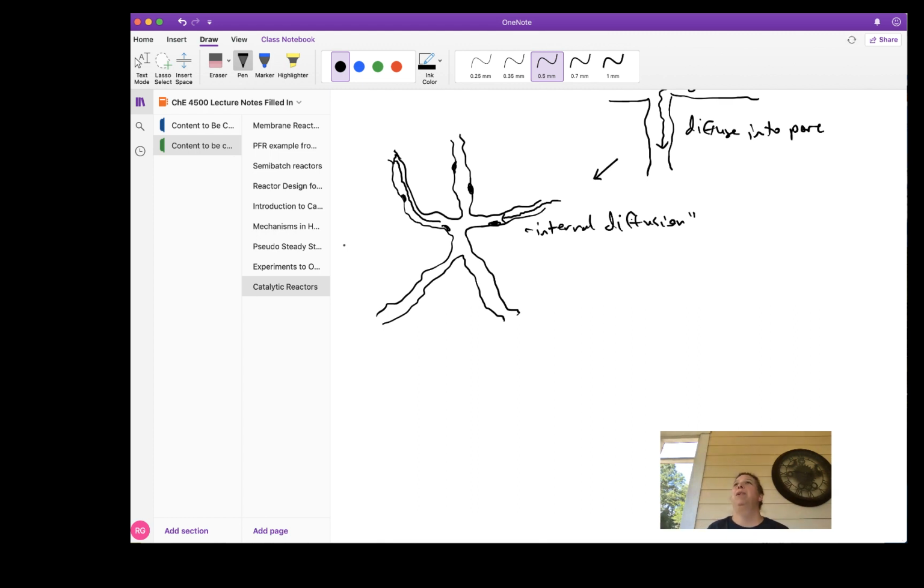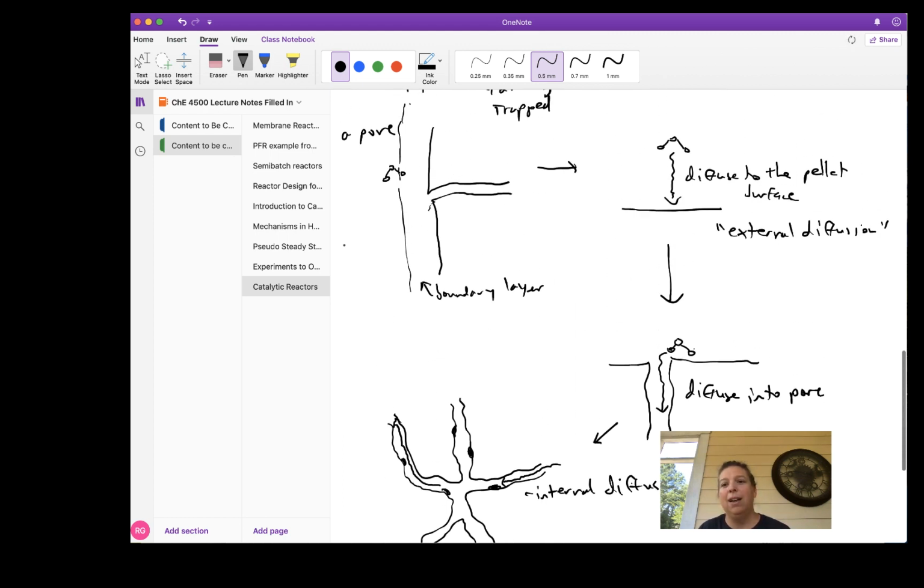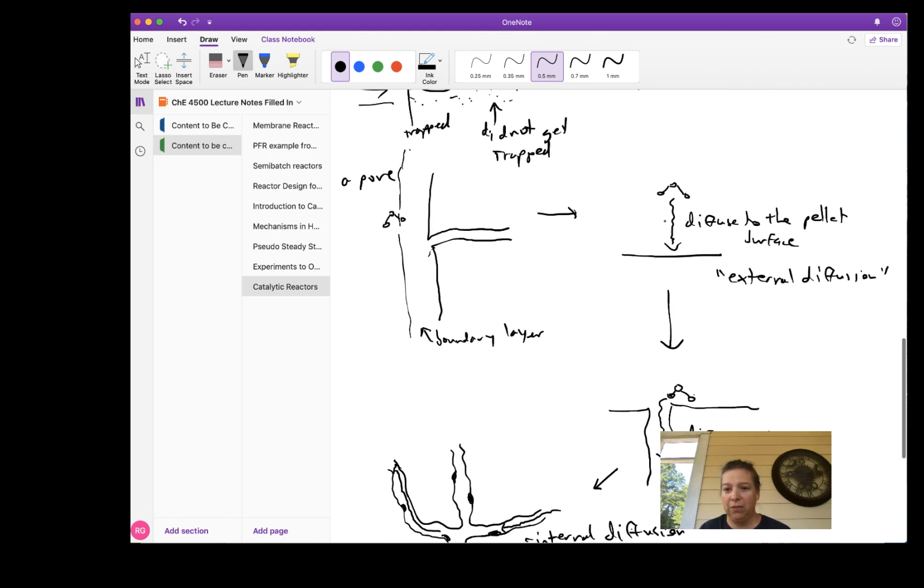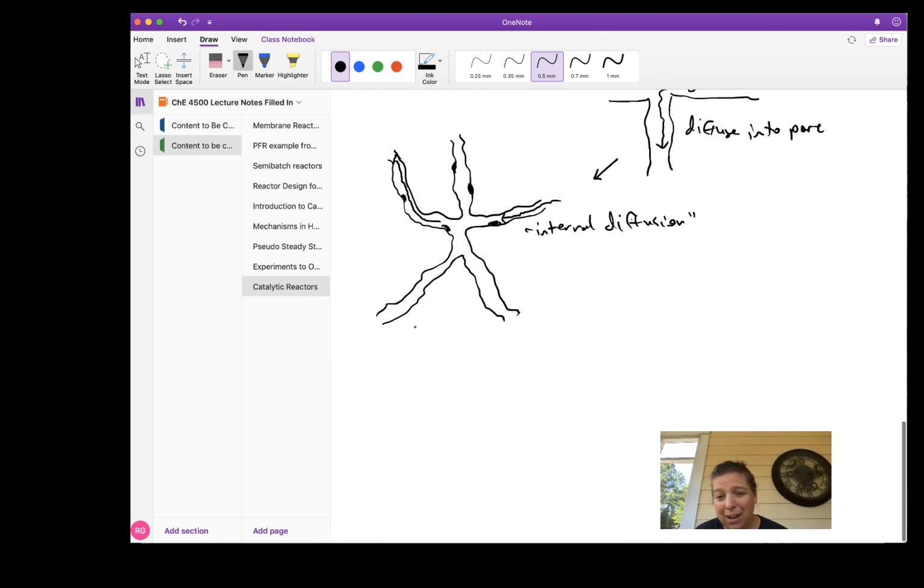For the reaction to happen, all of that has to happen. Once the product molecule leaves the pore, it has to diffuse from the pore surface back through the boundary layer, and then it has to be swept away by the convection. So a lot of things have to happen in this reactor before the reaction can proceed. So why am I telling you this? Number one, because it's fascinating, at least I think so.